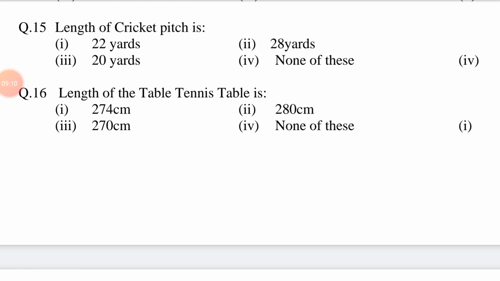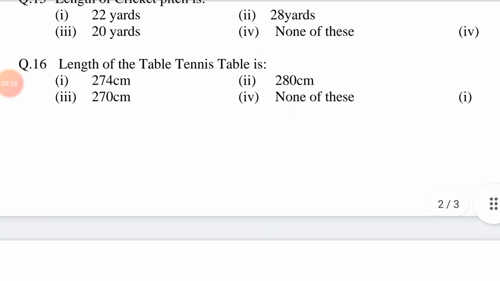Question number 16. Length of table tennis table is: option first, 274 centimeter; second, 280 centimeter; third, 270 centimeter; fourth, none of these. Answer is option first, 274 centimeter.